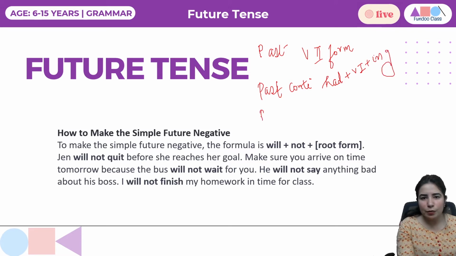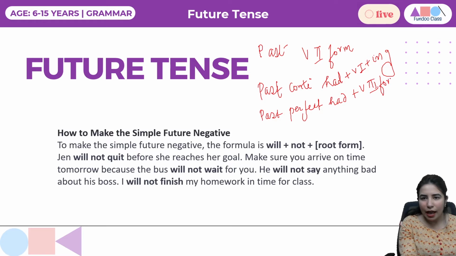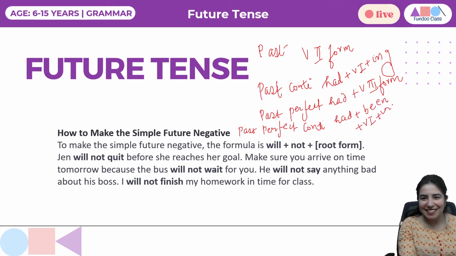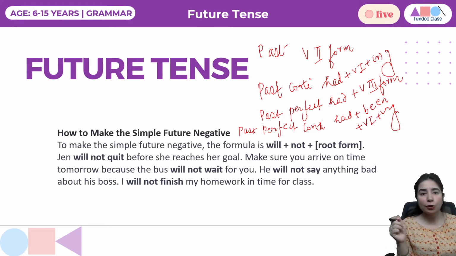And how do we make past perfect? We make past perfect like this. We'll use had plus verb third form, right? And now we have to write past perfect continuous. So when we write past perfect continuous, this would be what? Had plus been plus verb first form plus ing. Bingo! Wow! So we have revised 8 formulas. Isn't that so exciting and amazing? And so simple, right? So let's now talk about future tense.